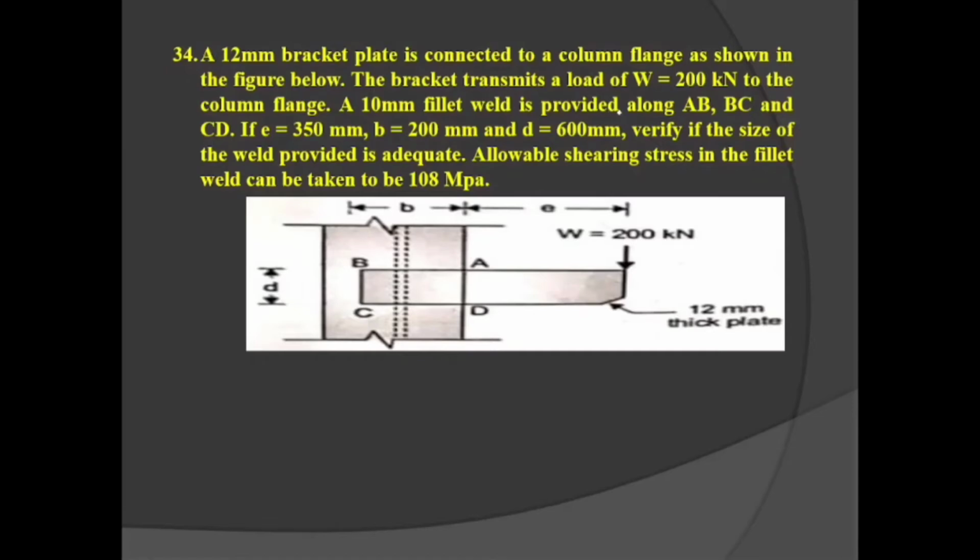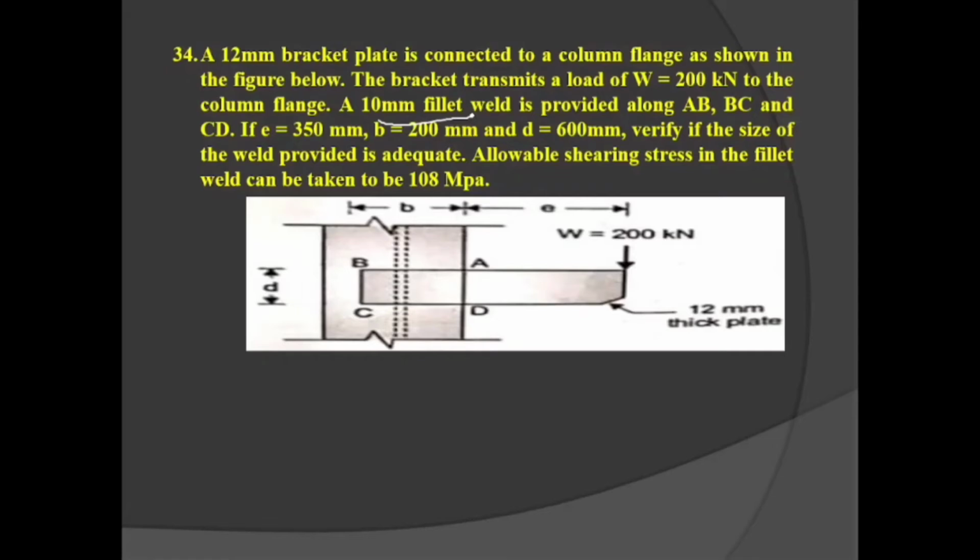10 mm fillet weld is provided along AB, BC and CD. If eccentricity is given, verify the size of weld provided is adequate. Allowable shearing stress in the fillet weld can be taken equal to 108 megapascal. So we have to check whether the size provided, that is this 10 mm size, is adequate or not. Means this size of weld can resist the applied load or not, that we have to check.